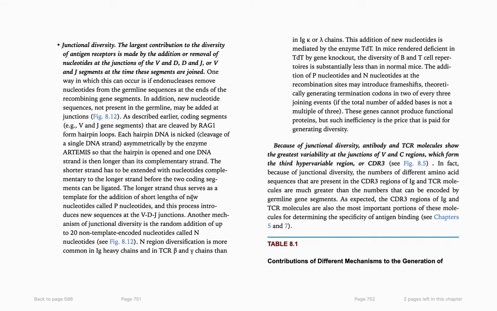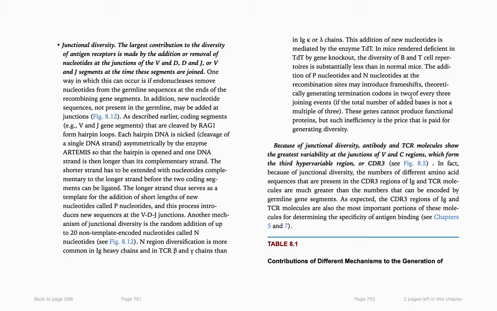Another mechanism of junctional diversity is random addition of up to 20 template-independent nucleotides called N nucleotides. N region diversification is more common in the Ig heavy chain and in the TCR beta and delta chains than in the Ig kappa and lambda chains. This addition of new nucleotides is mediated by the enzyme TdT. In mice rendered deficient in TdT by gene knockout, the diversity of the B and T cell repertoire is substantially less than in normal mice.